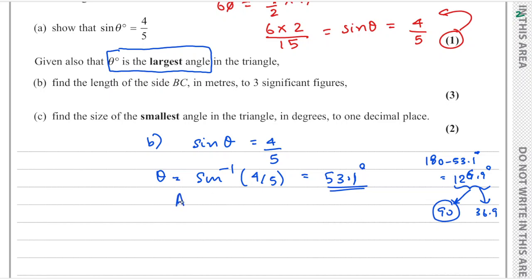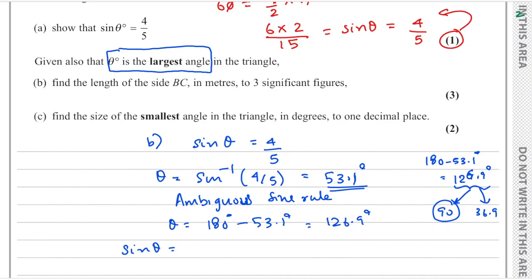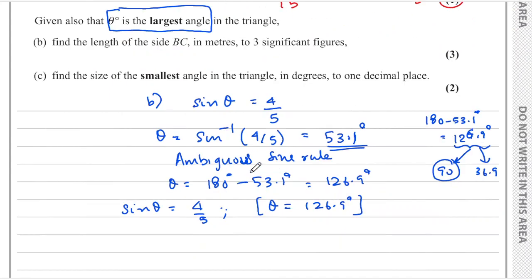So here we make use of the principle of the ambiguous sine rule. Okay, which states that if one angle is theta, which is 53.1, the same sine value we can get for another angle of theta, which is equal to 180 minus 53.1, which is equal to 126.9 degree. Okay, so from now onwards, we need to take sine theta is equal to 4 by 5, but the particular value of theta we are going to use over here is 126.9 degree. This is the angle that we are going to use.